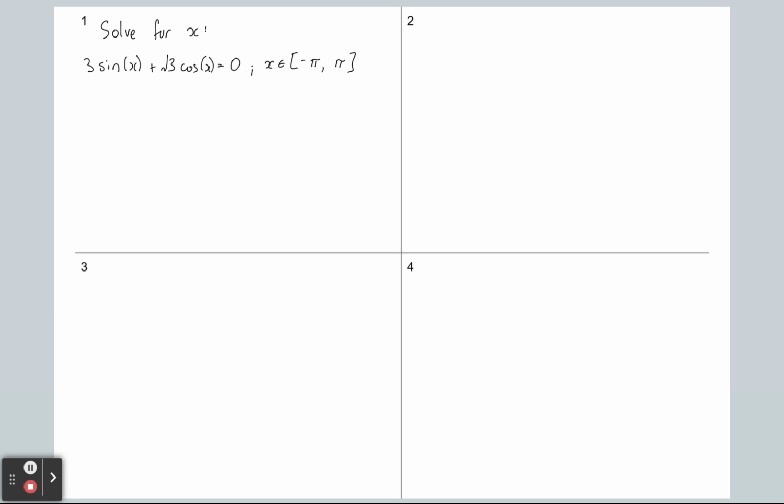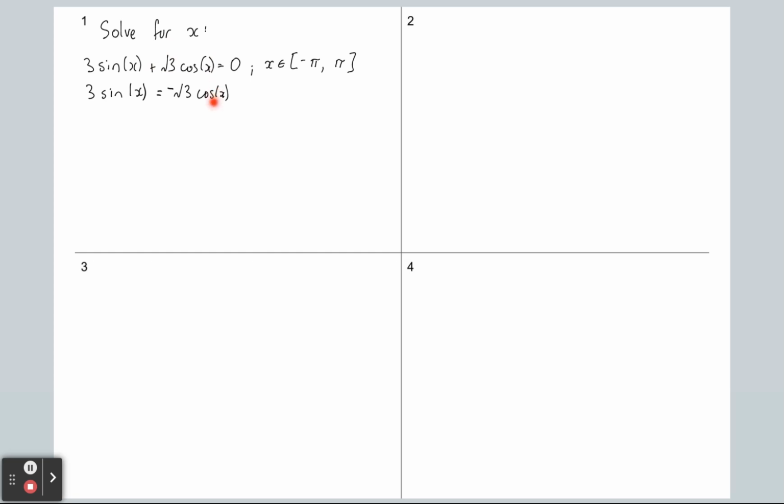First of all, I'm going to subtract root 3 cos x from both sides. So that will leave me with 3 sine of x on one side is equal to, I'm going to break my rule here of having equal signs underneath each other for a sec, is equal to root 3 cosine of x. Okay, that's just minus root 3 cosine of x. So all of that is I've subtracted this second term from both sides.